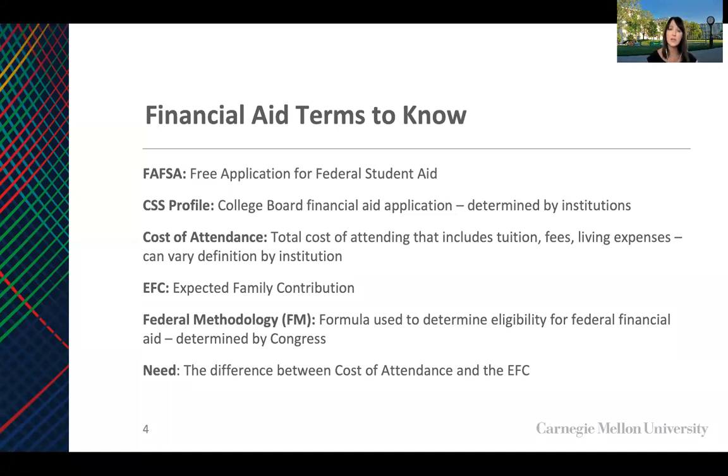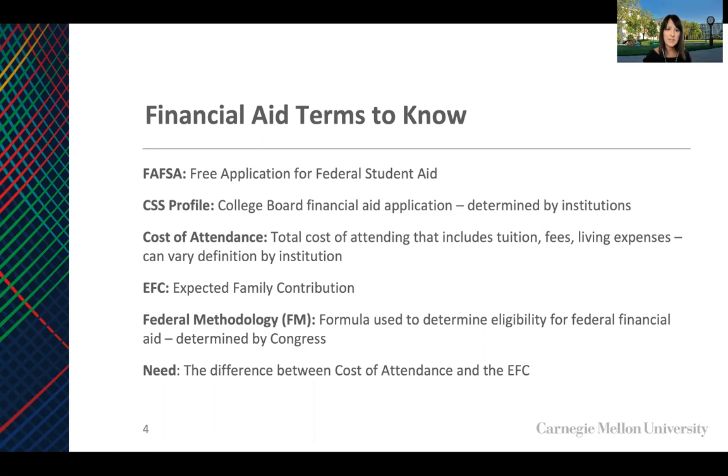The next term you'll see on our slideshow here is the CSS Profile. This is an additional financial aid application, one that Carnegie Mellon uses, and it's offered through College Board. You may find other institutions that are also using the CSS Profile, or they may have their own additional financial aid application. So keep that in mind when you're filing your financial aid applications: check all the university sites to make sure you're doing all the applications that they are asking for.